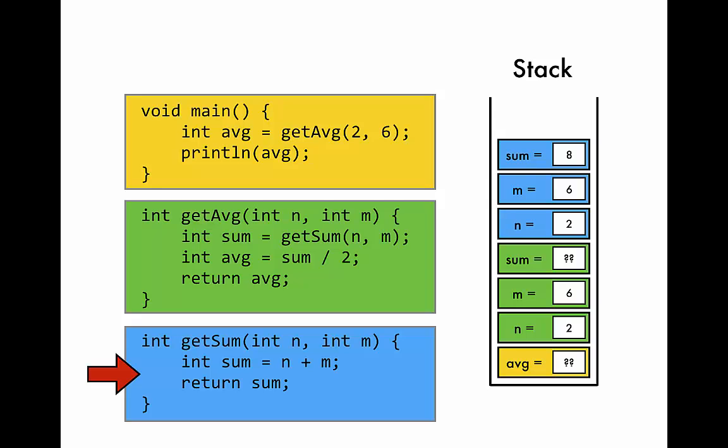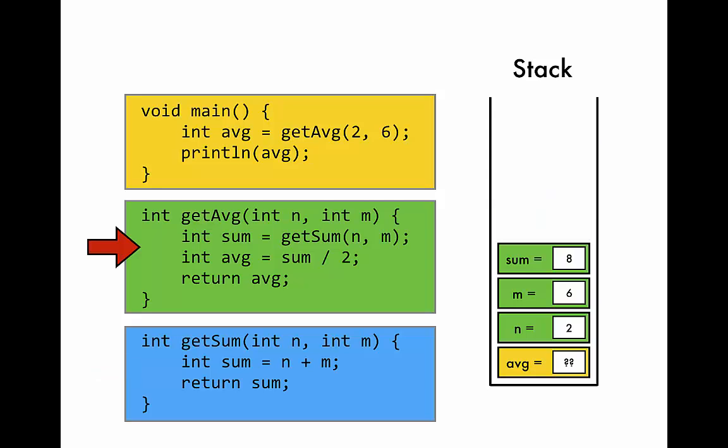Now we start returning things. When we return from the getSum method, we are returning the value of the local variable sum, which is 8. That will be assigned to the local variable sum from the getAverage method, the green one. Also, after we return from the method getSum, we don't need the local variables anymore. Therefore, they're removed from the stack. So after we return from the method call, the stack looks like this. The local variables from getSum have all been removed, and the local variable sum now has the value of 8.